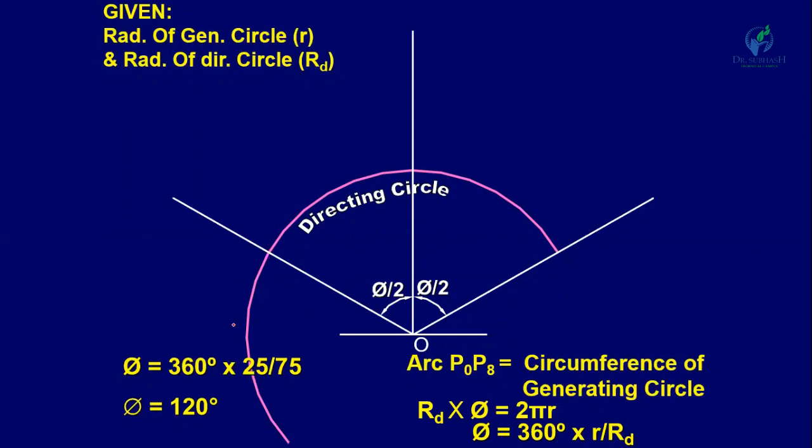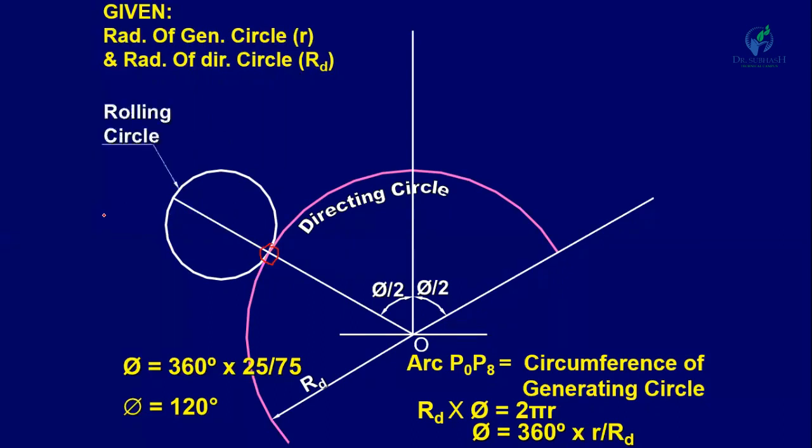Now from this point, mark the center at 25 mm on this line and draw a rolling circle whose radius is 25 mm, right? This is the rolling circle. Now divide this rolling circle, center is C0, into 8 divisions: 0, 1, 2, 3, 4, 5, 6, 7 and 8.